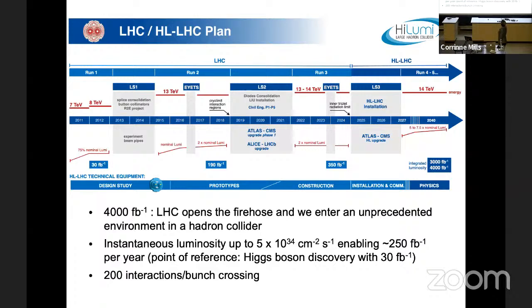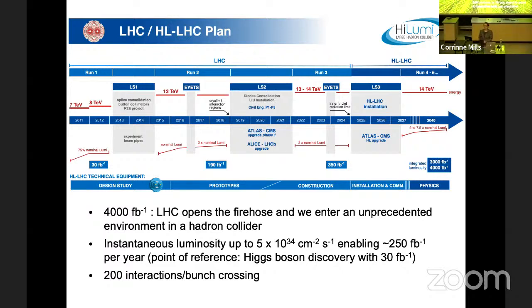And then after Long Shutdown 3 in 2027, over that long shutdown, we're going to gear up the High Luminosity LHC. So if you thought you knew pileup, the LHC is going to really open the fire hose. We're going to see 4,000 inverse femtobarns. To give you a reference for how much that is, we discovered the Higgs boson with 30. And the price of all this data is going to be 100 interactions per bunch crossing.